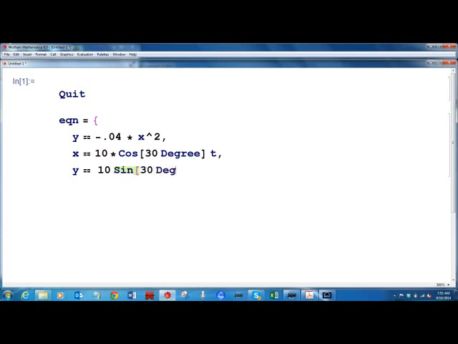10 sine of 30 degrees times T minus 1/2 times 322 divided by 10. I'm going to have it come out exact, right? Times T squared. That's all. 32.2 times T squared. And that's all my equations.